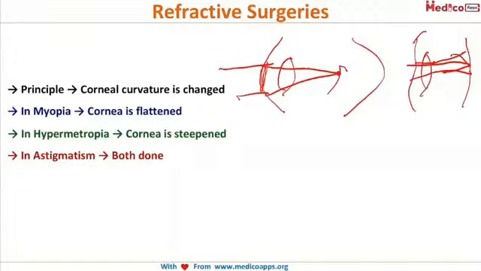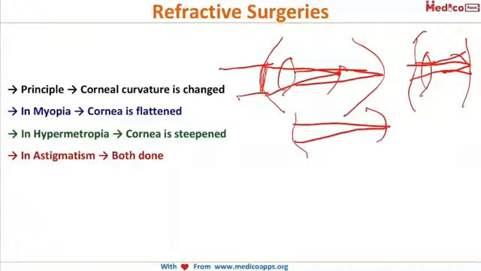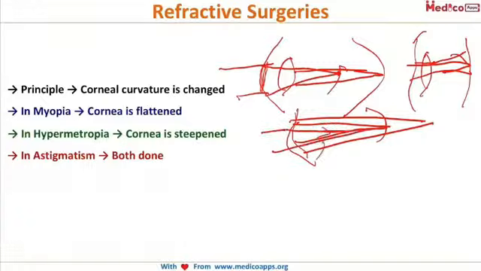I hope you are understanding what I am trying to say. The rays go a bit further with the help of some divergence because the cornea is flattened, and it focuses on the retina. This is how refractive surgeries work in myopia. In hypermetropia, similarly, you steepen a flat cornea so that the image falls on the retina. What happens in hypermetropia? Usually the image is focused behind the retina. If you steepen the cornea, it helps in converging the light exactly on the retina. And in astigmatism, both of these procedures are done.